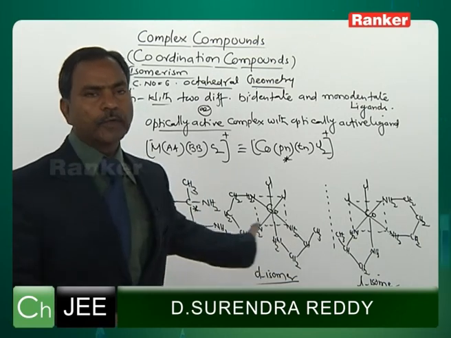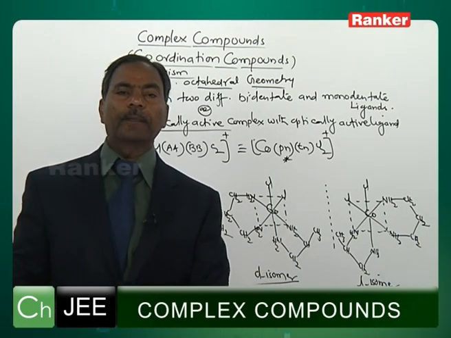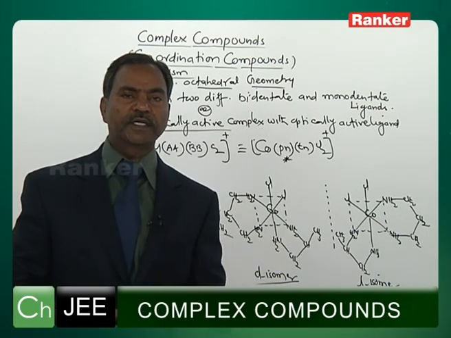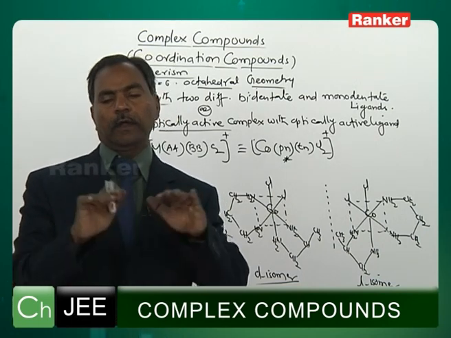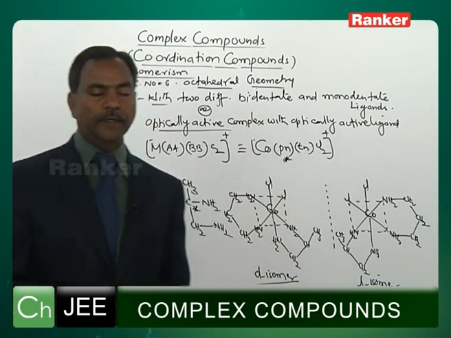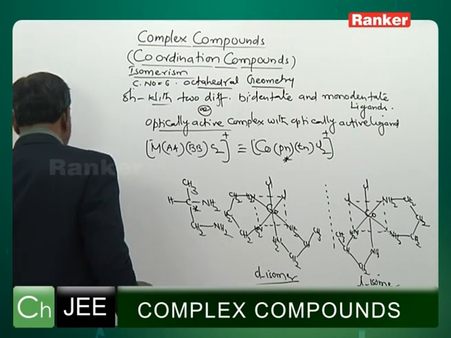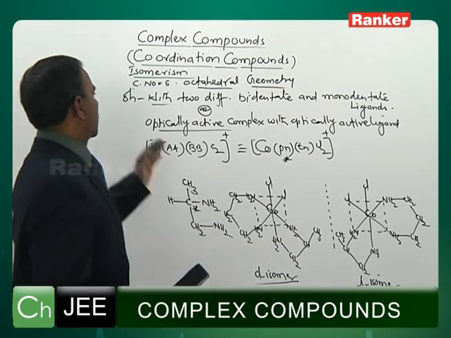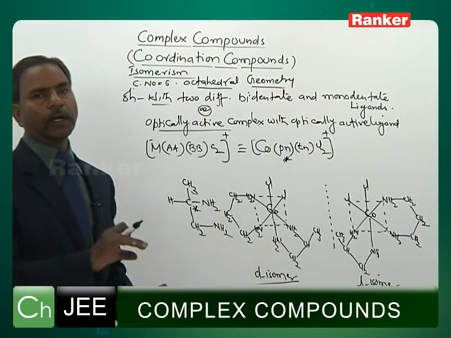As we have taken PN, what is it? An optically active ligand, as it is carrying an asymmetric center. The ligand is optically active, but the overall complex is also optically active. Next we see octahedral geometry with only bidentate ligands.